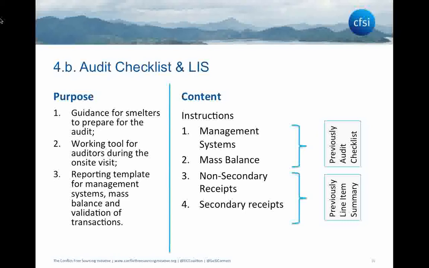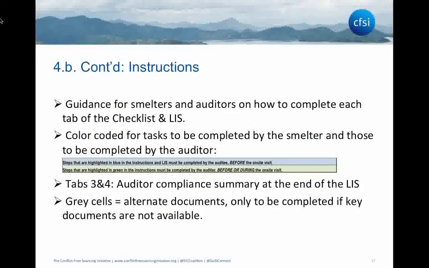Tab number 3 and 4 of the line item summary are the non-secondary material receipts and the secondary receipts. So that's the information which was already previously included in the line item summary. Please note that the tabs for inventory for both non-secondary and secondary inventory have been removed simply because there will be too much of a gap between the end of the line item summary and the on-site visit for inventory to really be necessary.